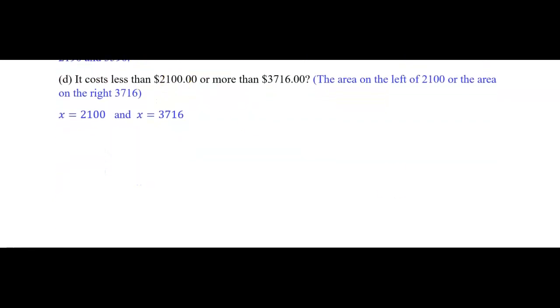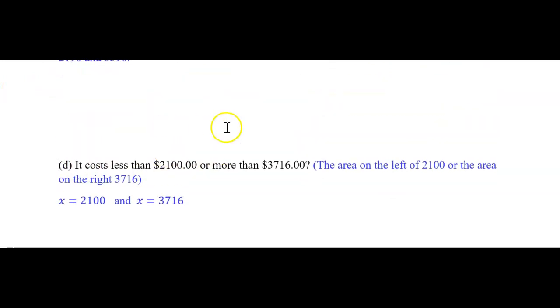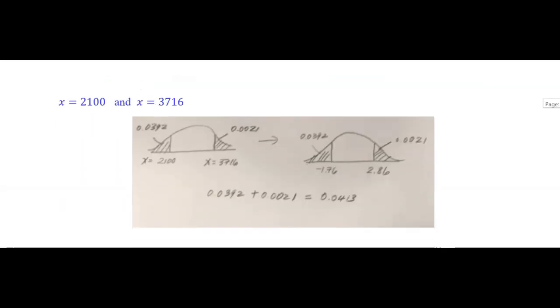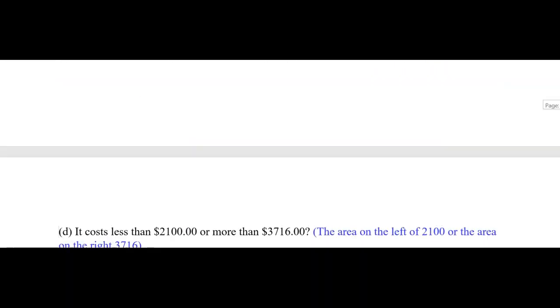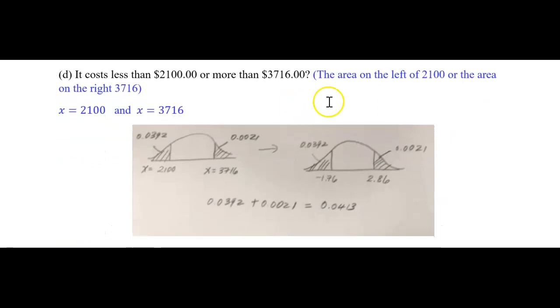Okay, next question. Let me try to get the question on the same page. What is the probability that the room or the apartment costs less than 2100 or more than 3716? So we need less than 2100 or more than 3716, right? Well, the z-score for 2100 is negative 1.76, so we need this area here, and we need the area to the right side. The z-score for 3716 is 2.86, right?